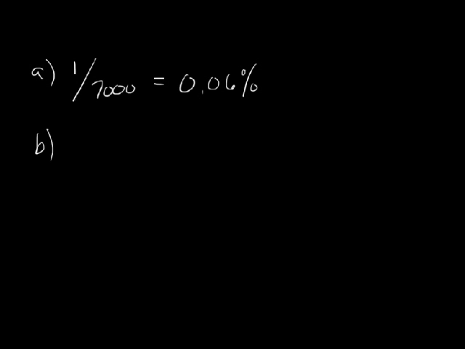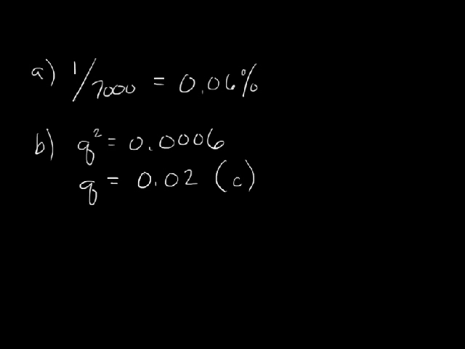Okay, so we have to figure out what the P's and the Q's are. So we already know what Q squared equals: 0.0006. Okay, we found that out from our information above, and we can easily figure out what Q is by taking the square root, which is 0.02. Remember, this is going to be the little c. P is going to be just 0.98, and that's going to be the big C.